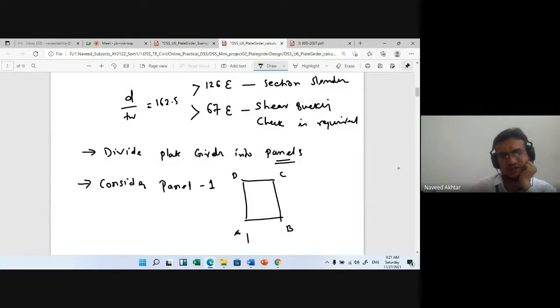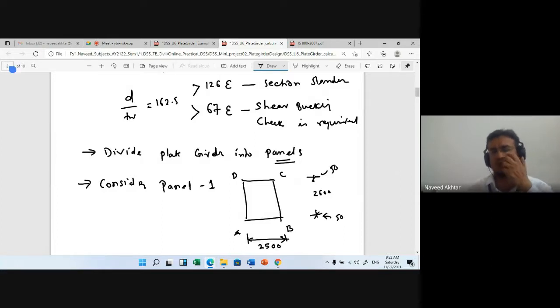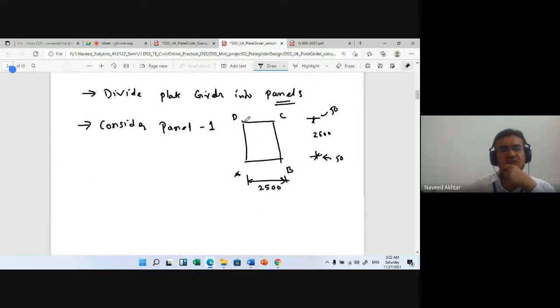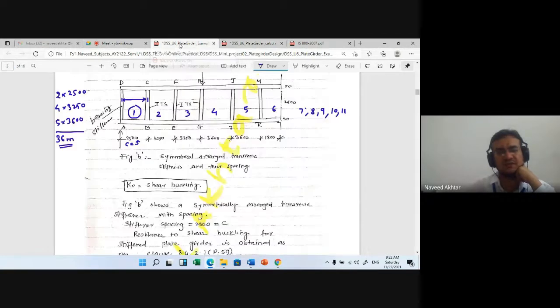Having the center to center distance of this stiffener as 2500, and depth, you know, it is 2600, plus thickness of flange both sides is 50 mm. So overall depth of girder will be 2700. So this we will consider for panel number one, and we'll check how panel number one is designed.